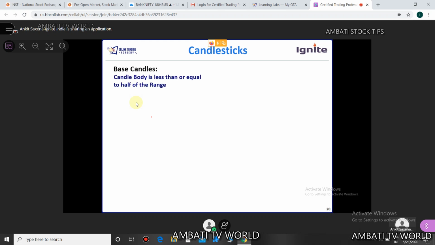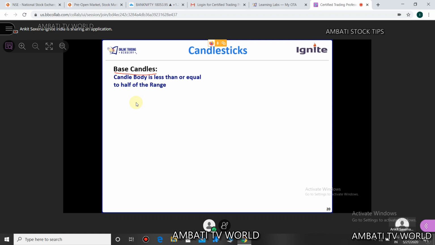Now, base candles. How to identify base candles? Just hang on, guys. Everything will get clear. Just see this. A candle is green or red and the other day opened at a different price. How did this happen? Naveen ji, it happens because of the buying and selling activity. The prices opened higher because the buyers were more. The prices opened lower because the sellers were more. Now, how to understand the base candles?